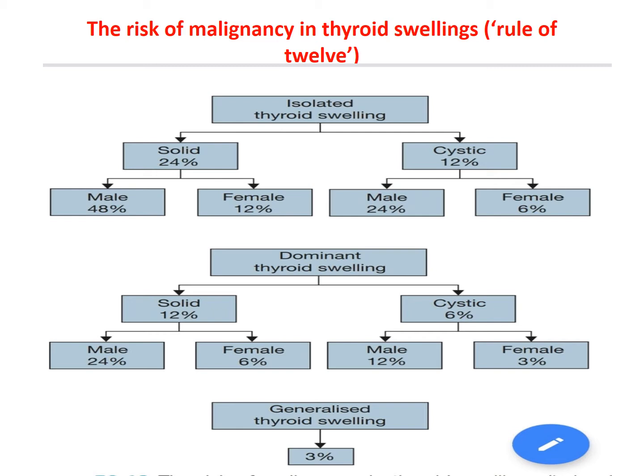Again, for the cystic variety, there is an increased preponderance of the male patients. About 12% of them are at a risk of malignancy, whereas in the female patients, only 3% would be at a risk of the thyroid cystic swelling being malignant. Right, so in a case of generalized thyroid swelling, the risk of it being malignant is about 3%.